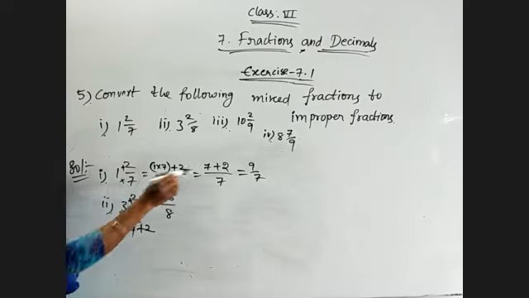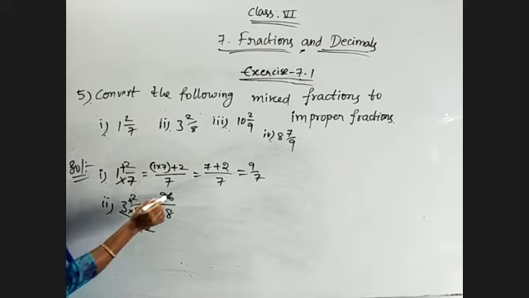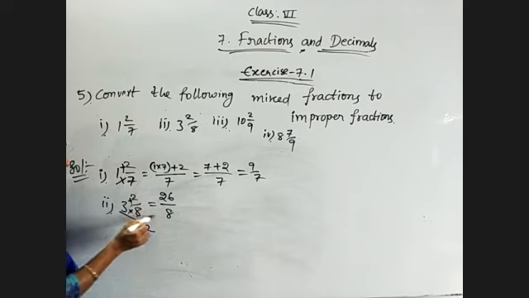So no need to do this. Just directly we will get the answer. Just remember, between quotient and divisor we need to apply multiplication, and after that for the result we need to add the numerator. Complete value we need to place in the numerator, and the denominator will be the same after the conversion also.